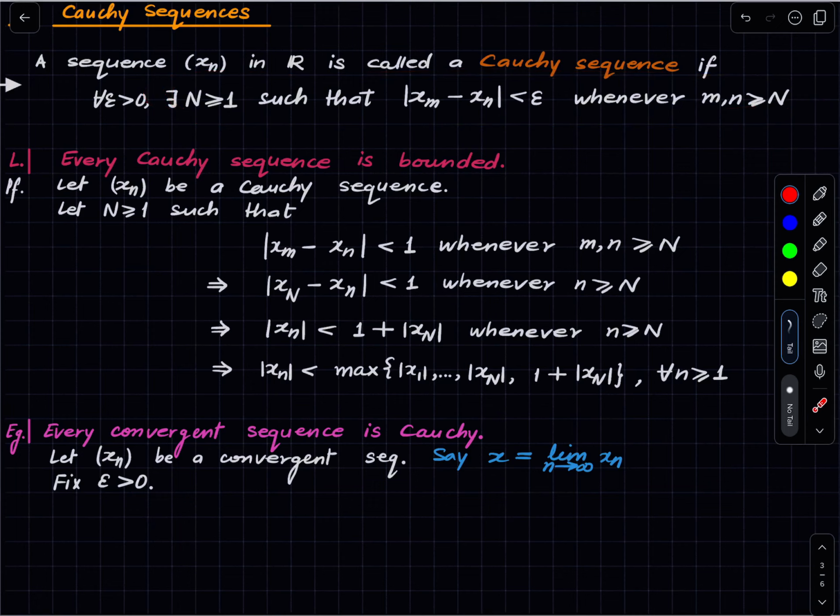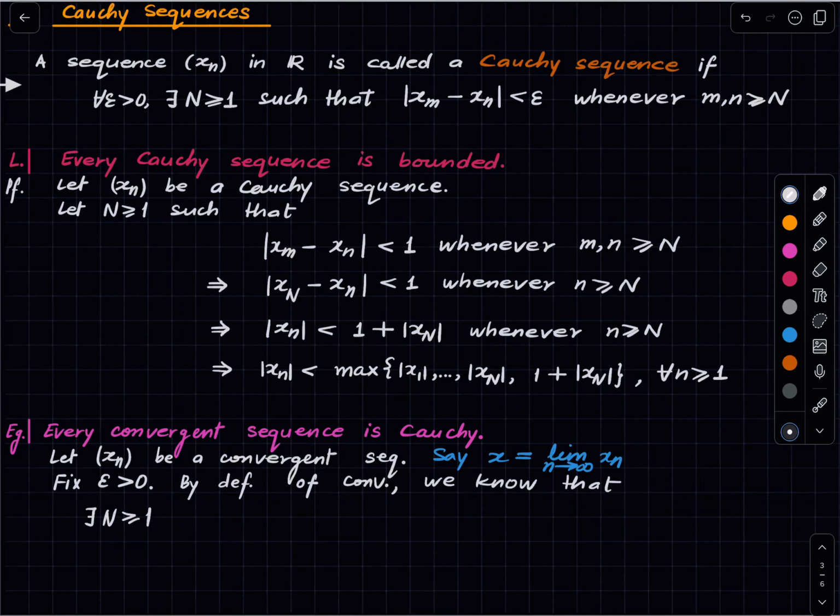All right, now by definition of convergence, we know that there is some capital N such that this is at most epsilon by 2. Sorry, what am I writing? Xn minus x in the absolute value is less than epsilon by 2 for all little n at least capital N. Right? Convergence immediately gives us this.